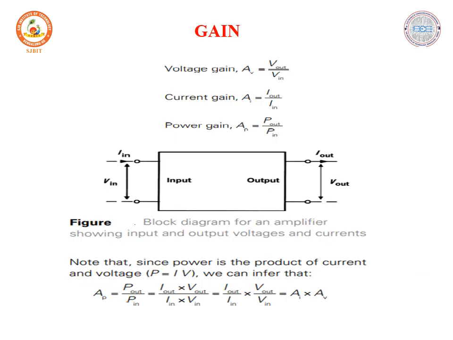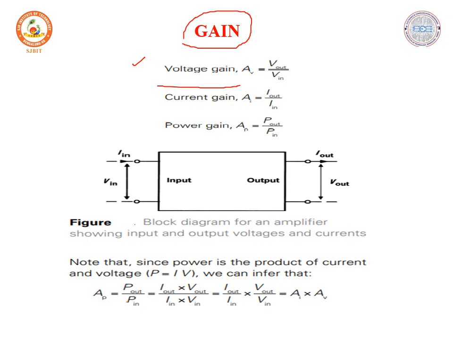So consider gain. What is gain? Here we are going to consider the different types of gain: voltage gain, current gain, and power gain. Gain is normally output by input, and it may be voltage, current, or power. Before that, consider the block diagram of an amplifier showing input and output voltage and current. In this amplifier, the input voltage is Vin, the input current is Iin, the output voltage is Vout, and the output current is Iout.